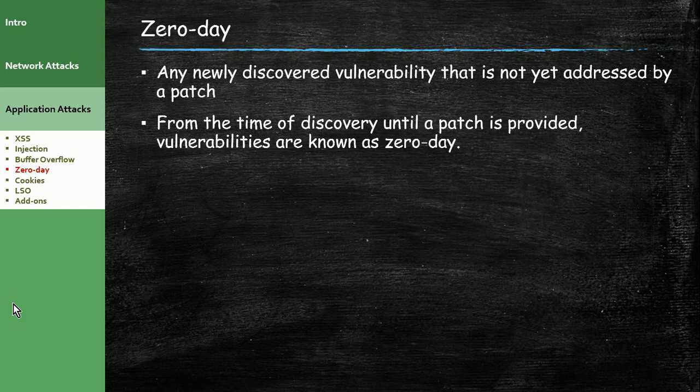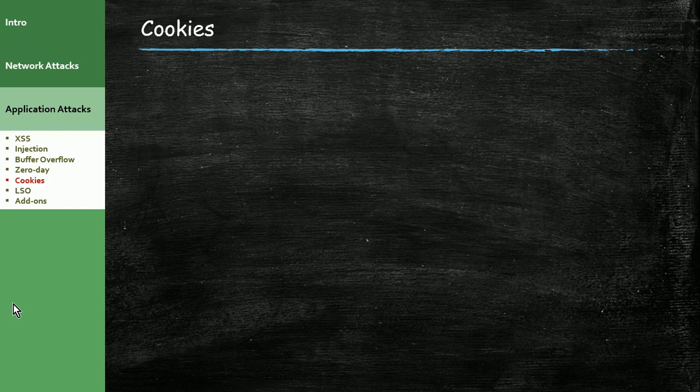And a lot of times, vendors will not release information about vulnerabilities until they have a patch because they don't want it to be common knowledge until they have a way to fix it. So a lot of times they kind of keep it under wraps until they have some way to fix that type of attack.